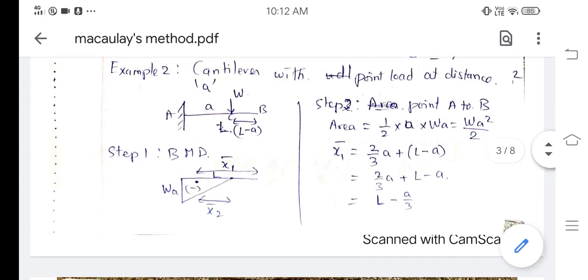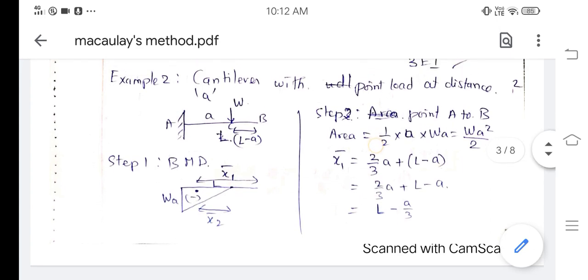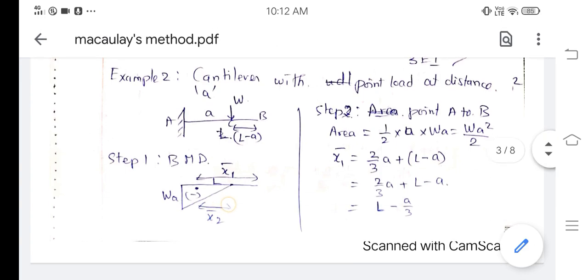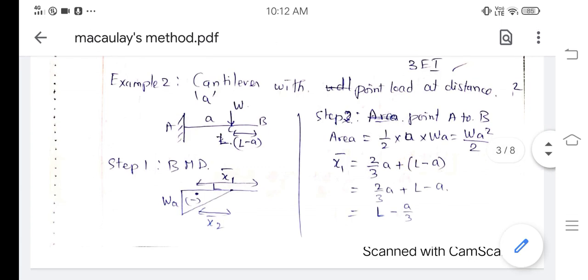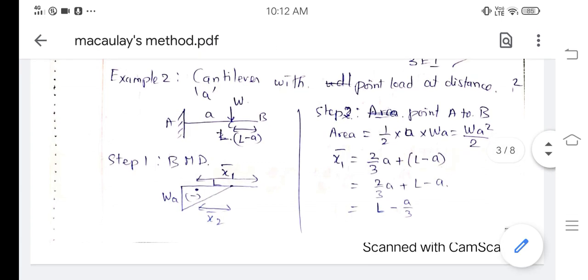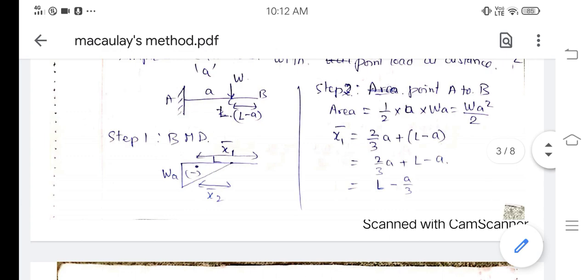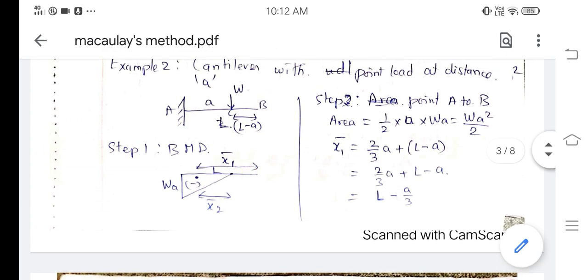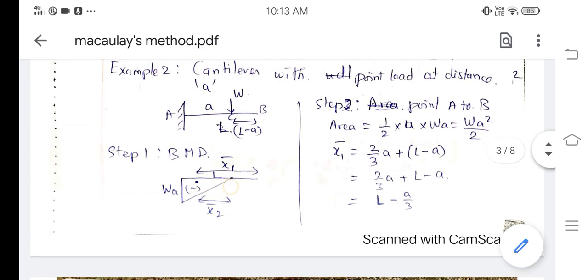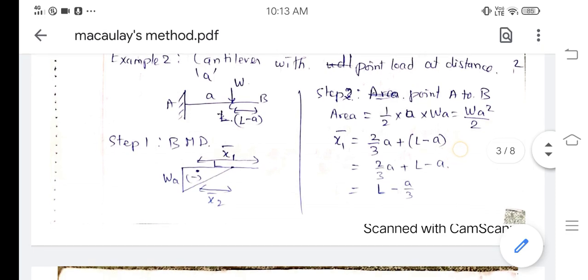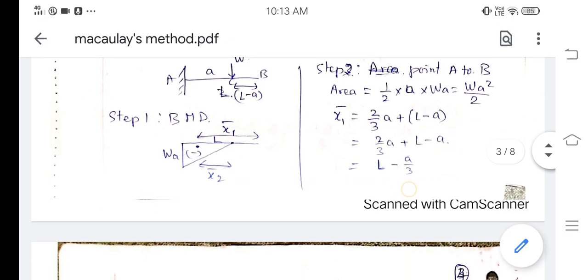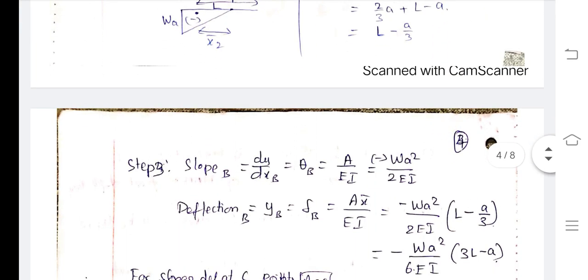So x1 is nothing but, you can see that first we have to calculate the area of the bending moment diagram between A and B. So area is half into A into WA, it is WA square by 2. Then x1 bar is nothing but 2/3 of A. Here from this to this point, that is C point, it is 2/3 of A. Then L minus A plus L minus A. So it is totally L minus A by 3.